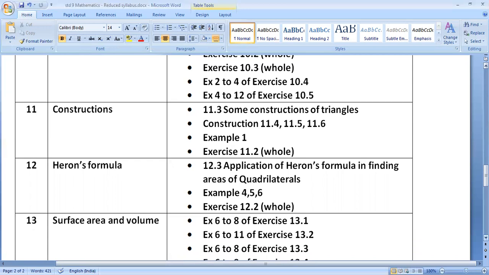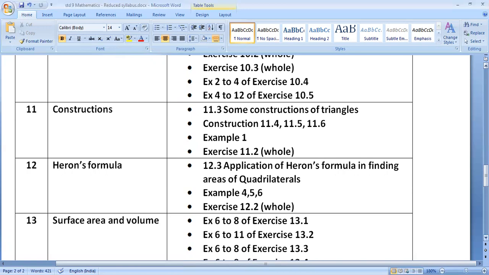Example 2 included on the same page. Page 202, example 3 included. Exercise 12.1, the whole exercise, is included in the syllabus. So nothing is excluded up till this page number 202, somewhat 203.